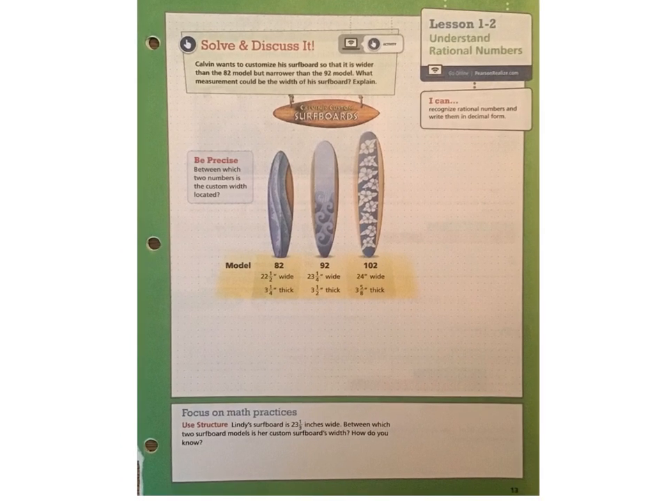There we go. And the model 92. And the problem says that it is wider than the 82 model, but narrower than the 92 model. So we're looking at the width of each of those and see if you can come up with an answer.